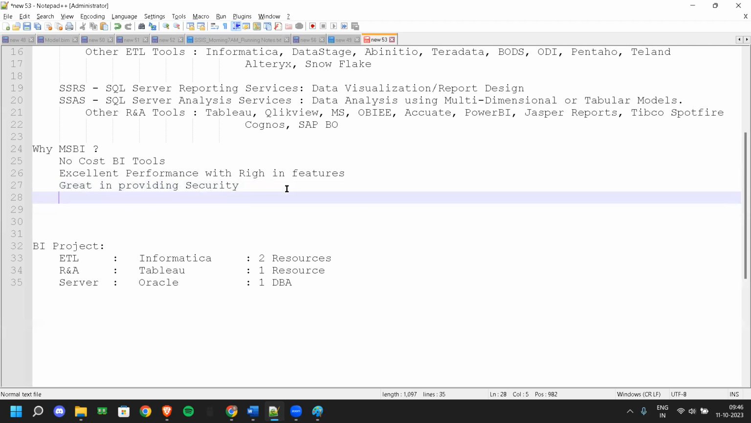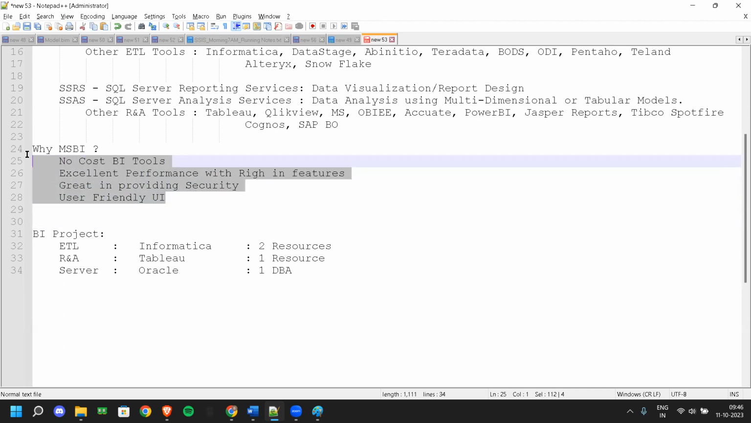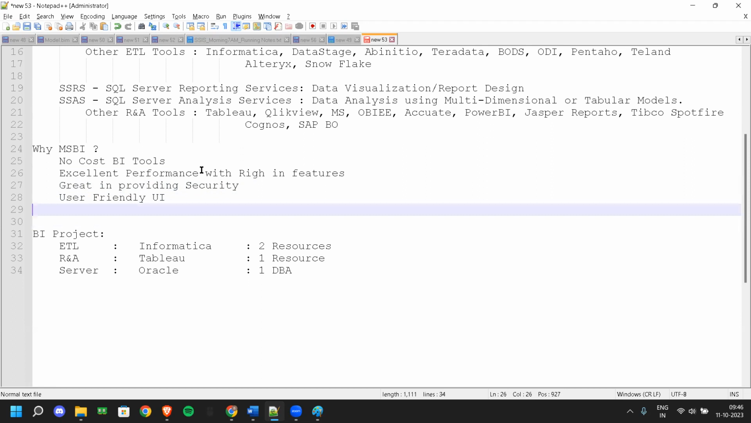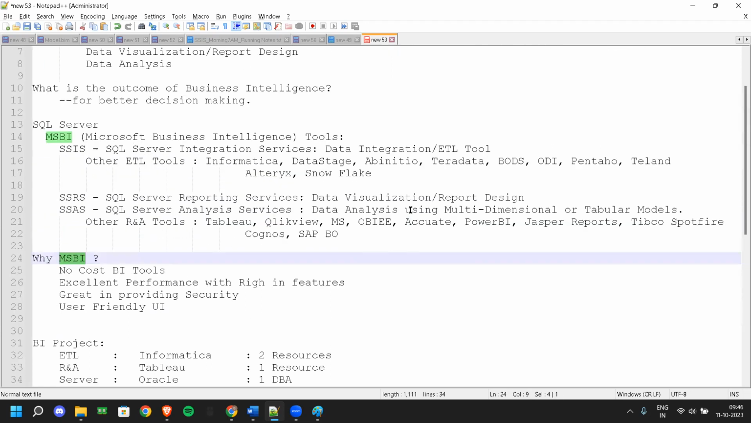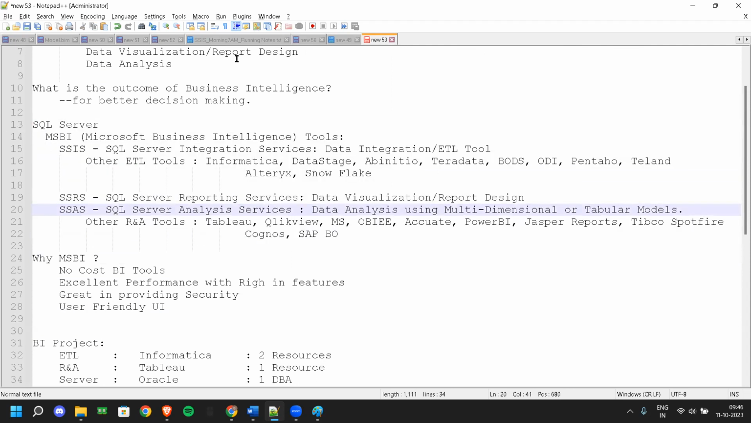User friendly. All Microsoft products are user friendly, with a user friendly UI, user interface. So because of these 5 characteristics, including this one, MSBI is still on top of all the BI tools available in the market. Hope I answered your question, my dear friends.